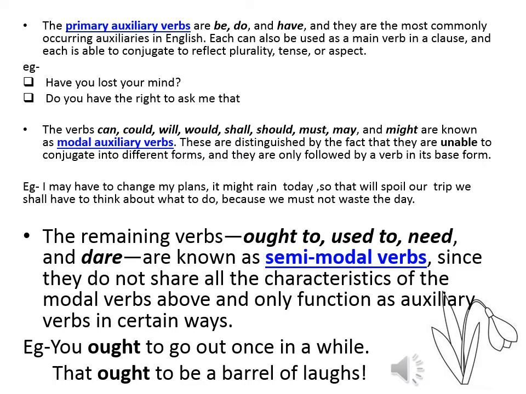The next set of auxiliary verbs is the semi-modal verbs. This is quite different, because there is a certain way that we use these words. I have mentioned some examples here. Let's have a look: you ought to go out once in a while. That ought to be a barrel of laughs.